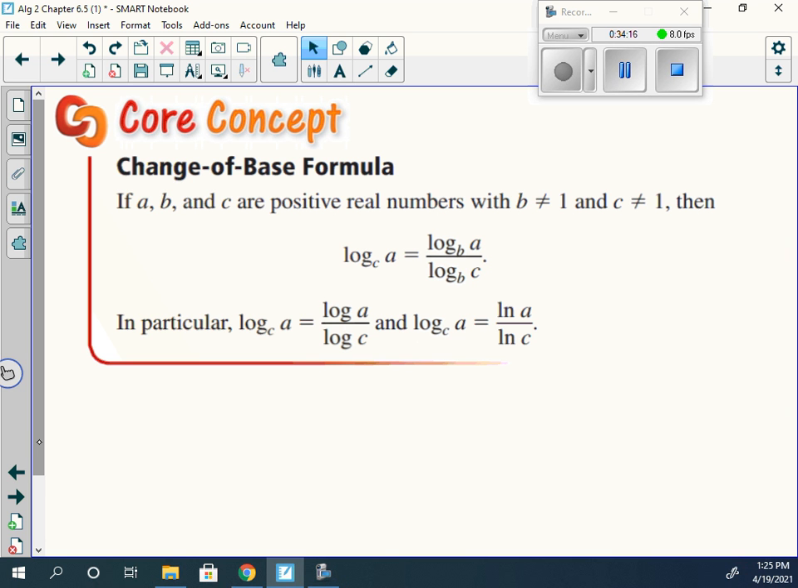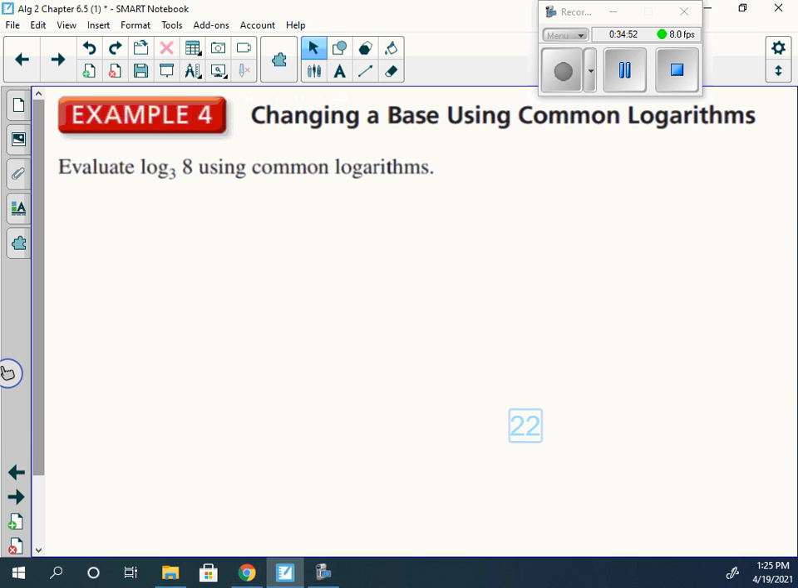But we do have something called the change of base. If I have log base C of A, I could rewrite it as log base B of A divided by log base B of C. And when we do this, that base B that we're rewriting it as is understood to be 10. We're wanting to change it to common logs. So really we have log base C of A is equal to log of A divided by log of C. What's inside goes on top, what the base is goes on bottom. And it actually works out that it's the same as the natural logs. So it's a little bit easier to work with.